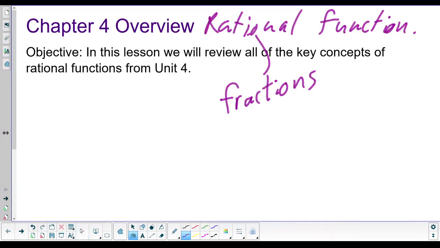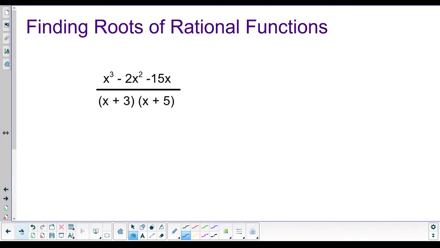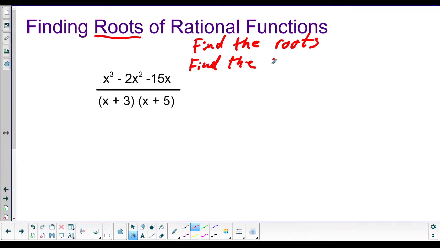So let's get going. So the first thing we need to know is, how do I find the root of a rational function? Don't mind that. That's just my tablet clicking into place there. So if we want to find a root, there's 2 things we need to do. We need to find the roots, of course, that's what the problem asks. But the other thing we have to do is we have to find the restrictions.